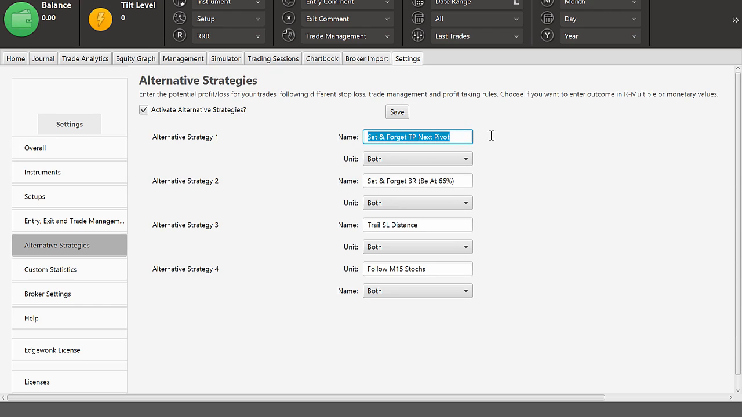So set and forget, take profit at the next pivot. Set and forget at 3R, break even at 66%. Trail stop loss distance, so every pip price moves in my direction, I trail my stop loss 1 pip. And follow the M15 stoch, so when the M15 stoch crosses in the other direction, we get out.